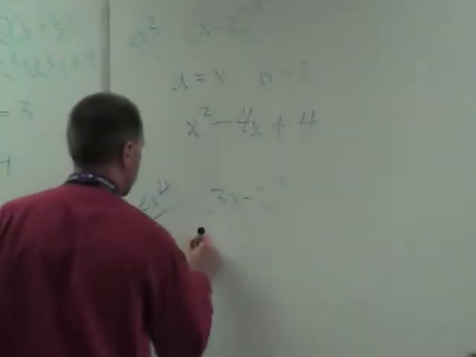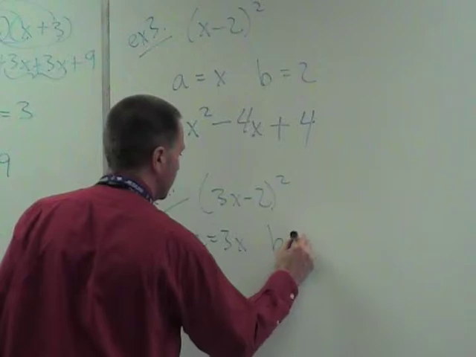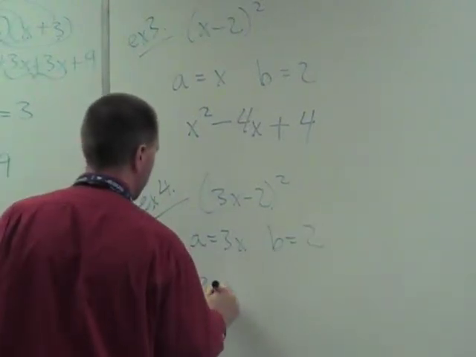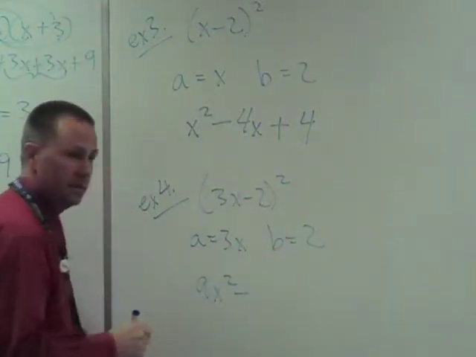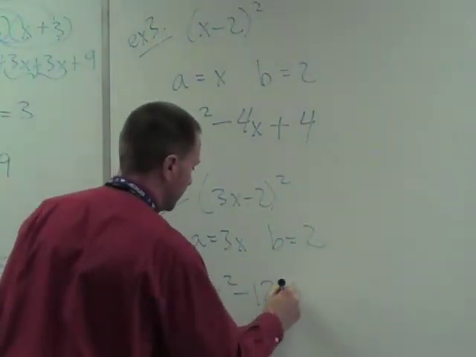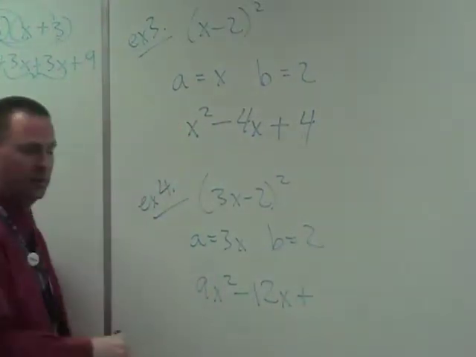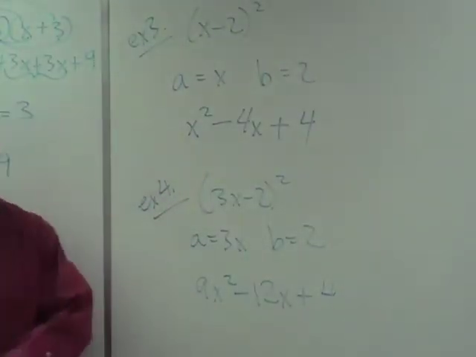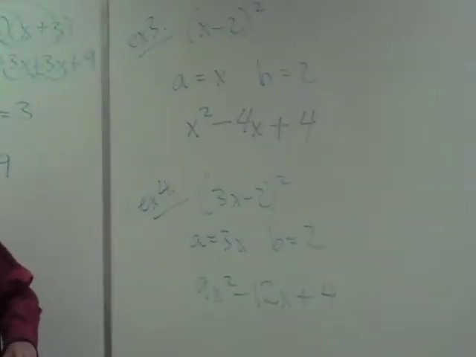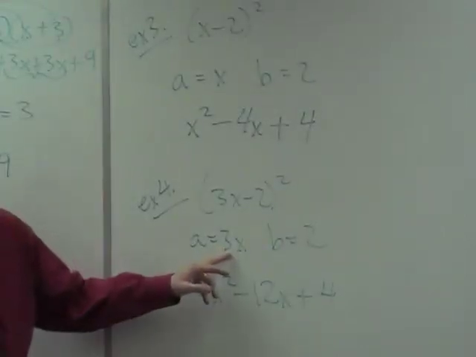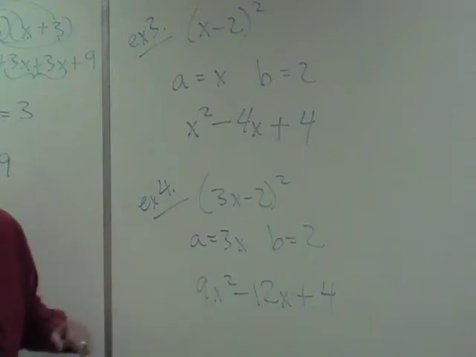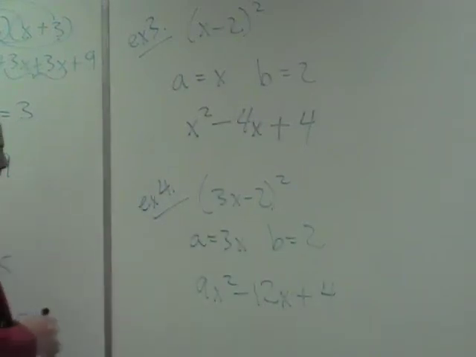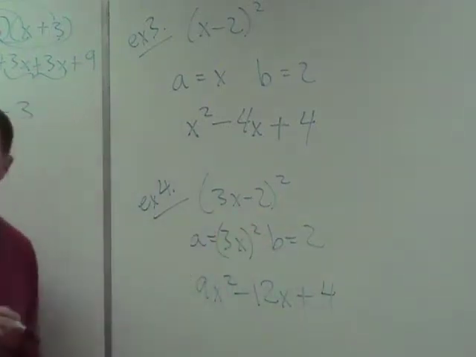A is 3x, B is 2. A squared is 9x squared, minus A times B is 6x, times 2 is 12x, plus B squared is 4. How's it 9x? 3 times 3 is... it's 3x times 3x. When you square that, what do you think it is? What it means is this. What happens when you square that? The whole thing.